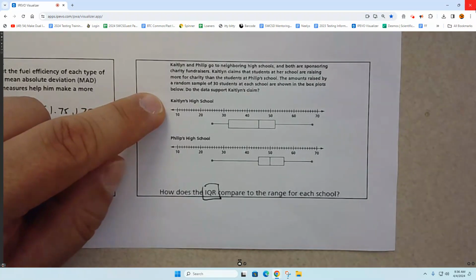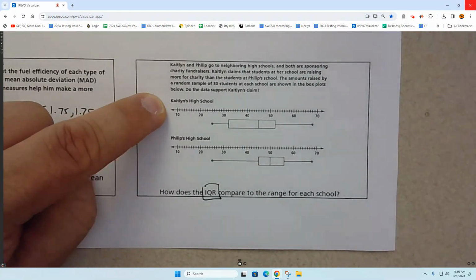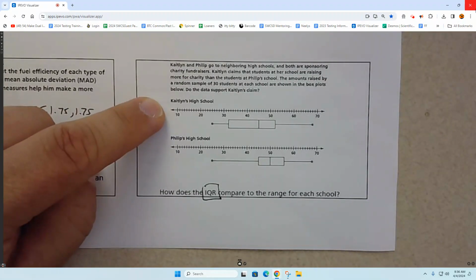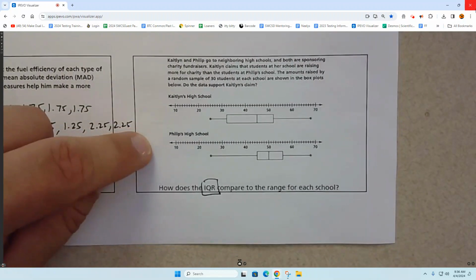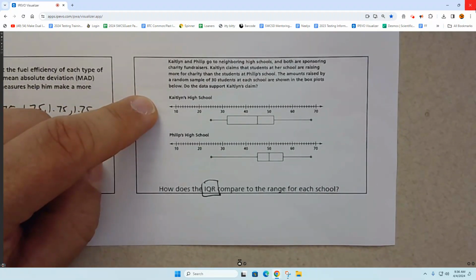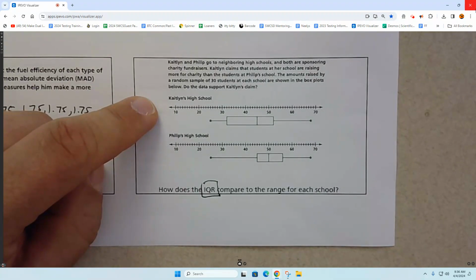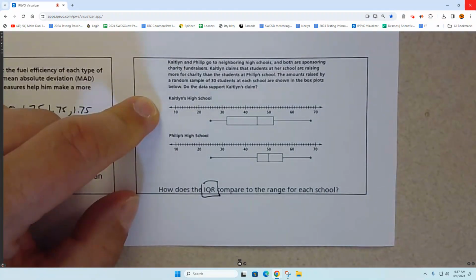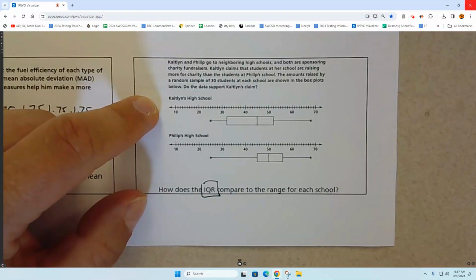Does this data support Caitlin's claim? Caitlin claims that she's doing better than Philip. Do you agree? Yes or no? No. Why? Their data is actually exactly the same. As far as, yeah, okay.